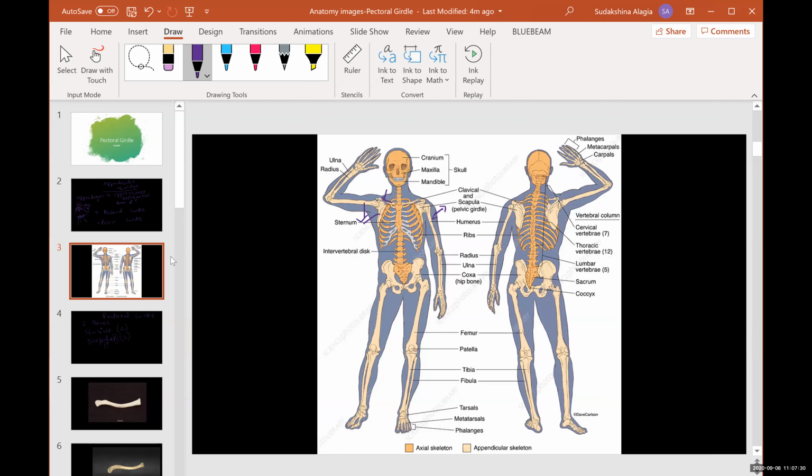The clavicle is the collarbone, so you have one on the left. The scapula is the shoulder blade. Anteriorly, you can see the clavicle. Posteriorly, you can see the scapulae. I mean, you can see anterior aspects too in a skeleton. Basically, this is what the pectoral girdle is all about.